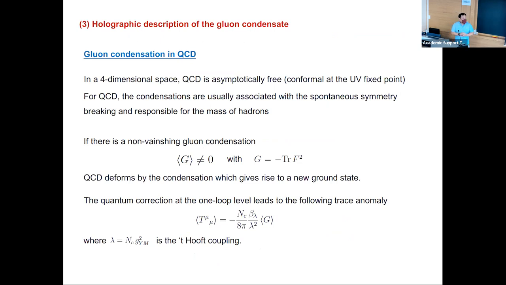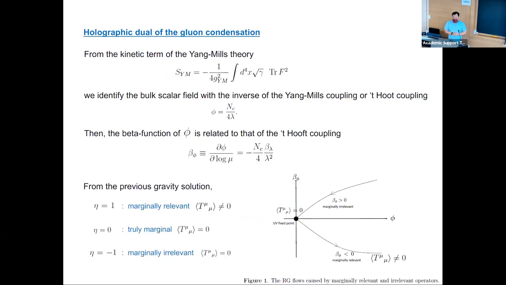Now we apply that holographic technique to QCD. In gluon condensation, as I mentioned before, at one loop the trace anomaly appears, okay? Because we consider gluon condensation, this trace anomaly is described by the 't Hooft coupling. Okay, now we describe that.